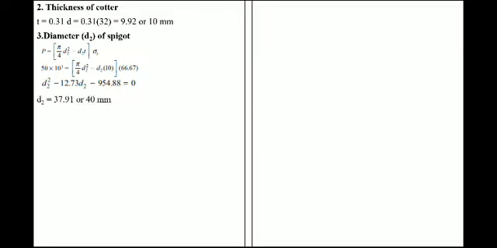Again, if I solve this, I am getting D2 is equal to 37.91 and another negative value. Negative value you can remove and keep only the positive value. And D2 is equal to now 40 mm, the outer diameter of the socket. So what is the outer diameter of the socket?